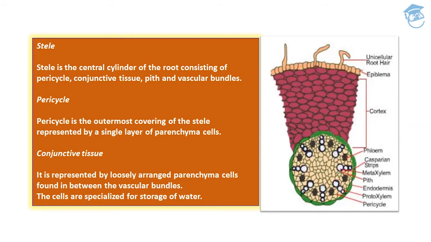Now we'll talk about the stele and pericycle and conjunctive tissue. Stele is the central cylinder which consists of pericycle, conjunctive tissue, pith, and vascular bundle. Now what is pericycle? It is the outermost covering of the stele, which is represented by a single layer of parenchyma cells. And conjunctive tissue is represented by loosely arranged parenchyma cells, which are found in between vascular bundles, and it is specialized for storage of water.